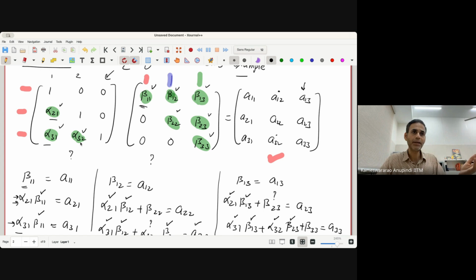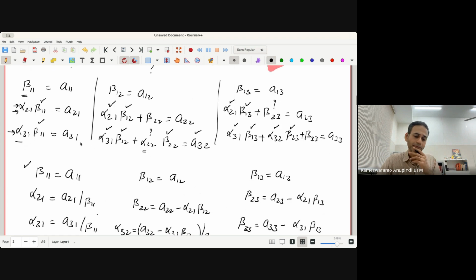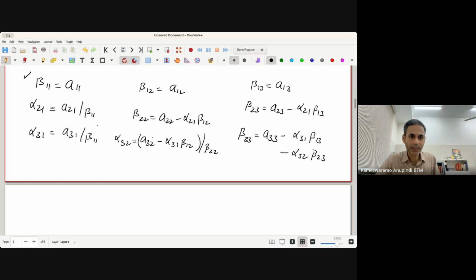For alpha values, i runs from j plus 1 to n, right? That's what we know, because that is the columns as we see a pattern from here. Now, with that in mind, let us try to write a general expression for calculating betas. For example, if you look at beta 2,3, right?